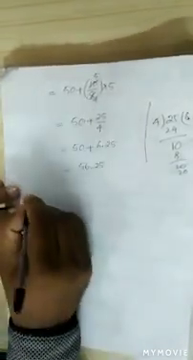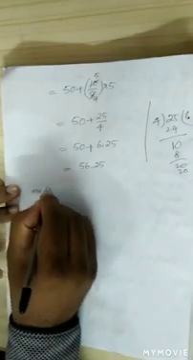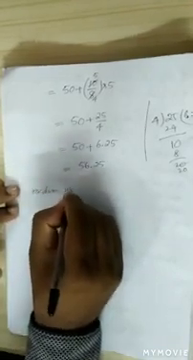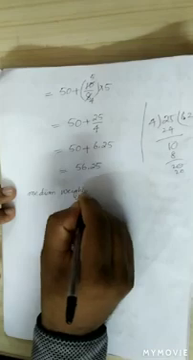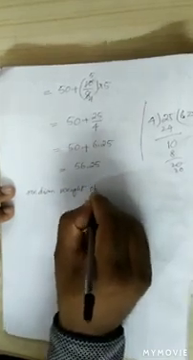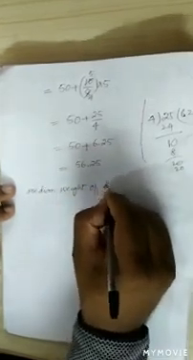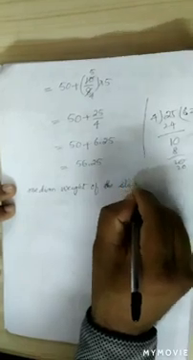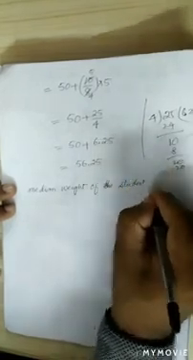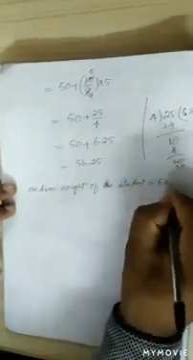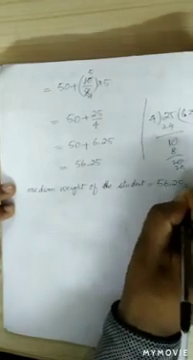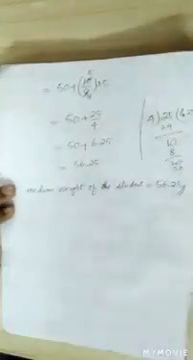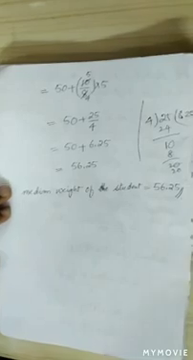56.25. It means the median weight of these students is what? Yeah, 56.25. Yeah. See, isn't it so simple? Yeah, it's very simple and very easy.